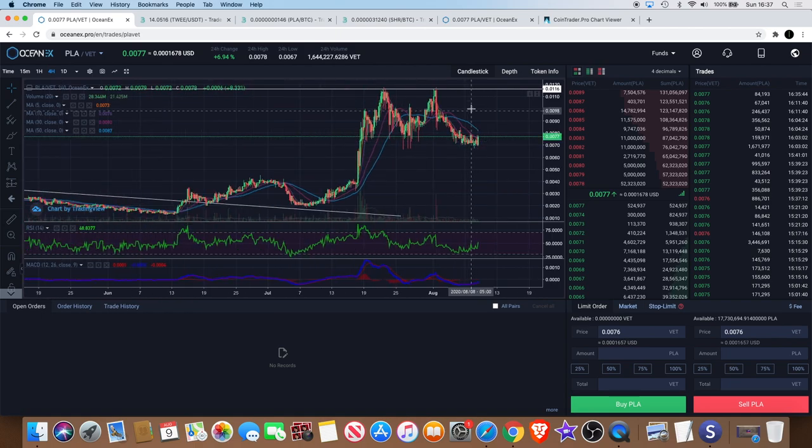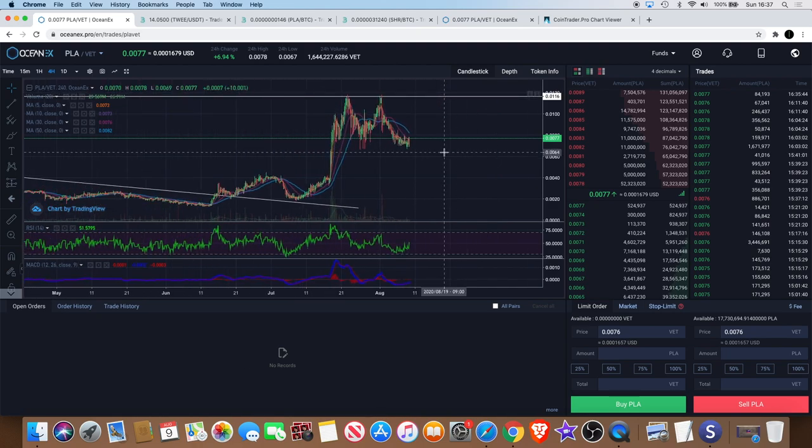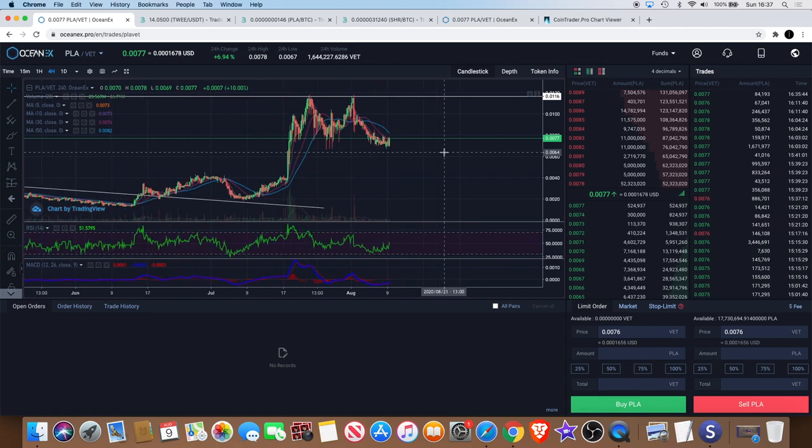All right, guys, we need to break this resistance on the VET chart as well. Overhead resistance, once we break that level, then hopefully there could be a blue sky breakout. That would be nice, wouldn't it?